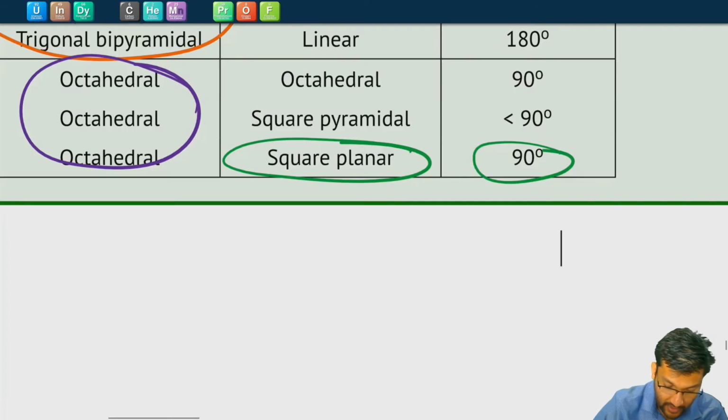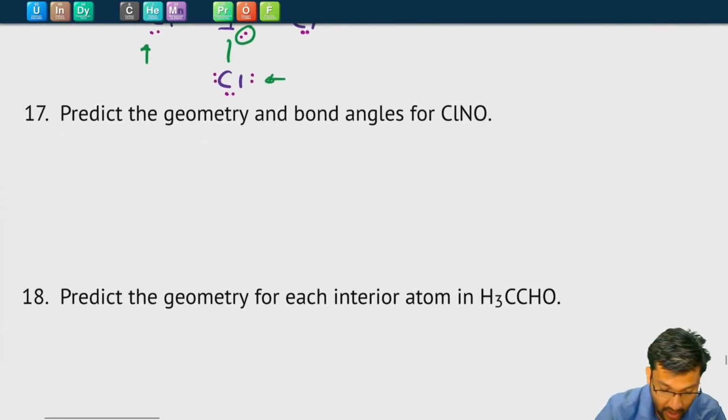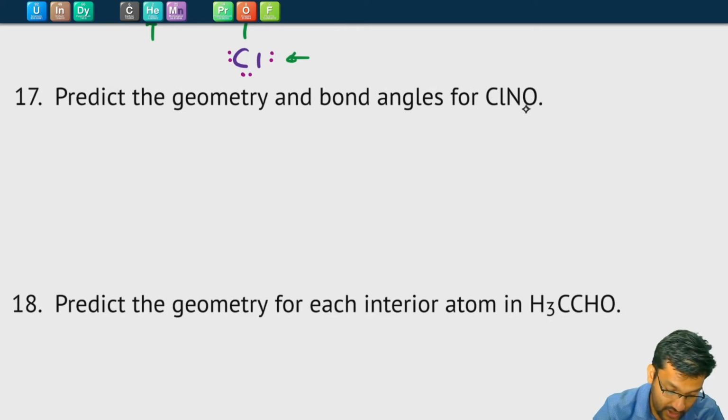All right, let's do another one. Let's do chlorine, nitrogen, oxygen. If you haven't done it, please do it first and then unpause. So we know chlorine and oxygen are more electronegative, so nitrogen will be in the middle.